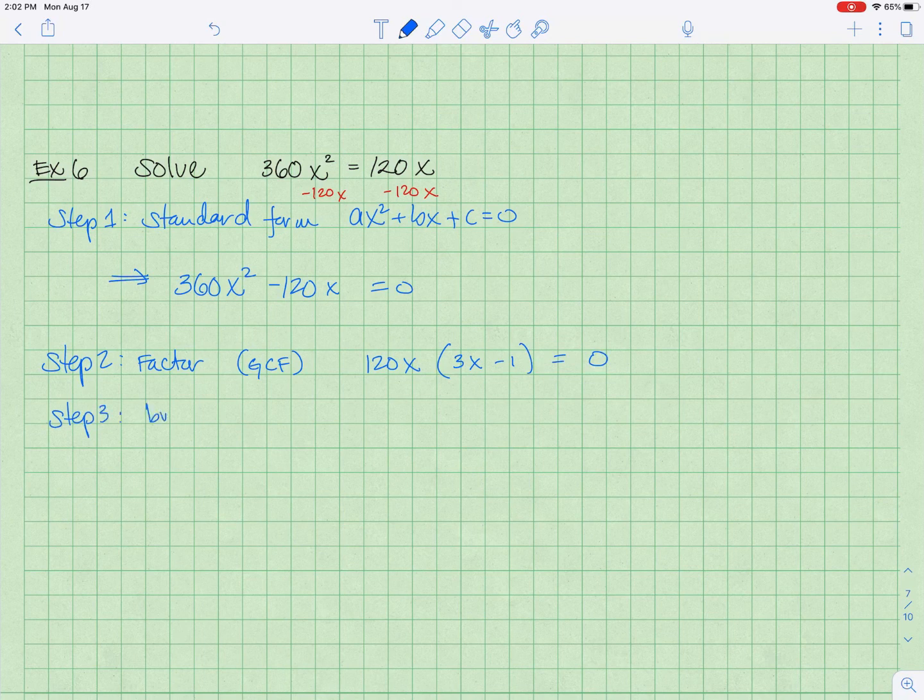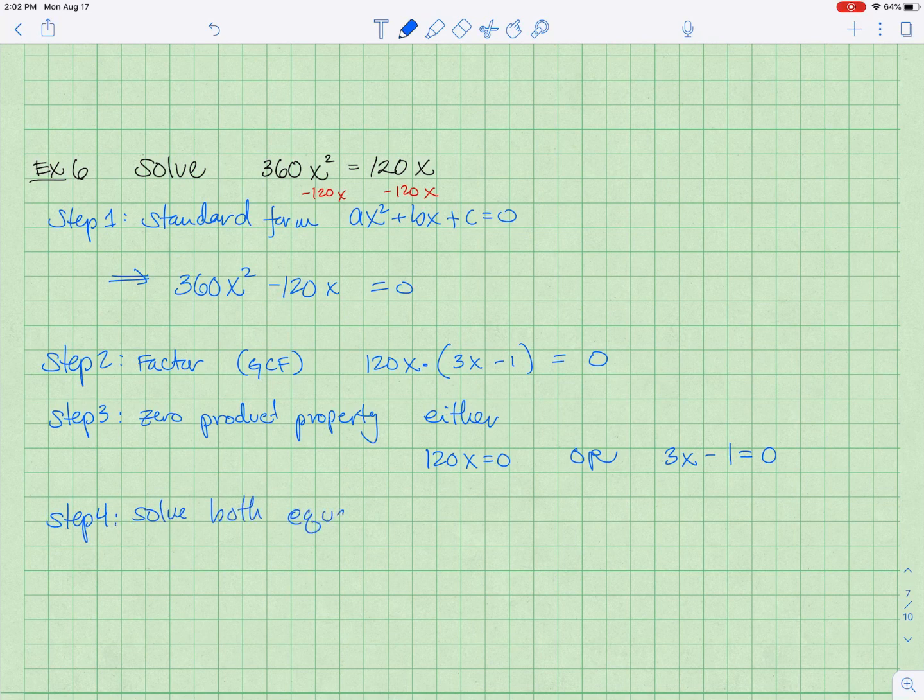Step 3, we'll use the zero product property. Because we have the product of 120x times the quantity 3x minus 1 equaling 0, either 120x equals 0 or 3x minus 1 equals 0. Step 4, we'll solve both equations individually.